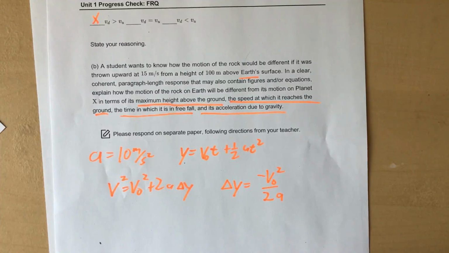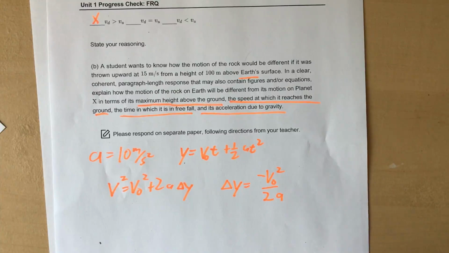They say that the acceleration due to gravity for the rock is greater on Earth than planet X. Since the acceleration due to gravity is greater on Earth, the time it takes for the rock to reach its maximum height is less on Earth than on planet X. Therefore, the maximum distance above the ground the rock attains is less on Earth than on planet X. This also means that the total time that the rock is in free fall is less on Earth than planet X.